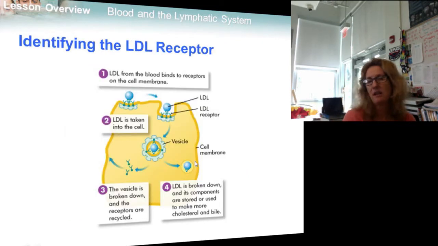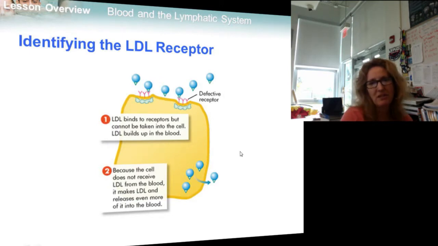Brown and Goldstein discovered the LDL receptors in the cell membrane of liver cells that bind LDL and take it into the cells. Once inside, the cholesterol is broken down. Second, the LDL is then stored for making bile or more cholesterol. Third and fourth, the vesicle is broken down, and LDL is broken down into components that are stored. So when blood cholesterol levels are high, liver cells take cholesterol from the blood and do not make it. When cholesterol levels are low, the liver then does produce it.